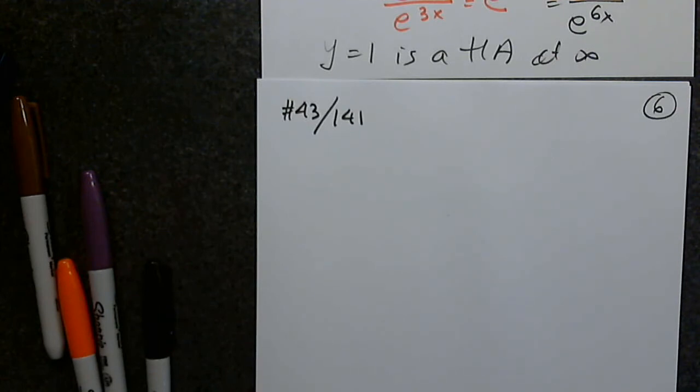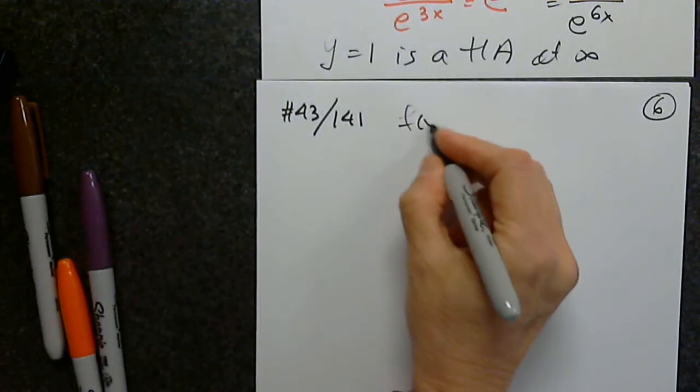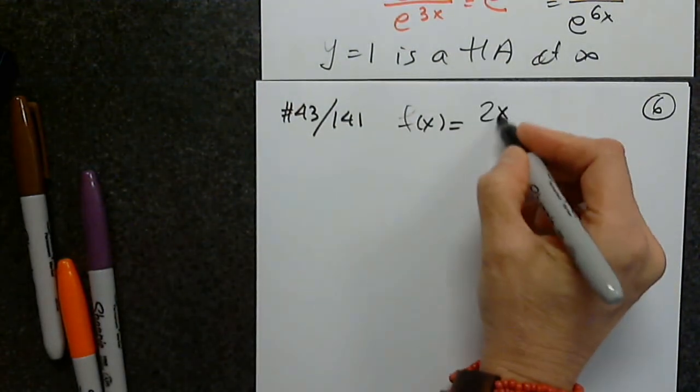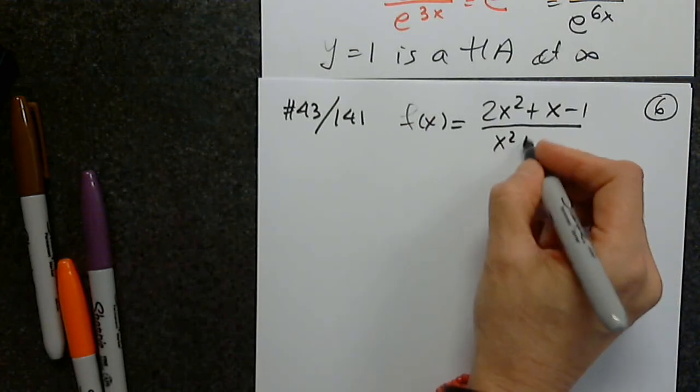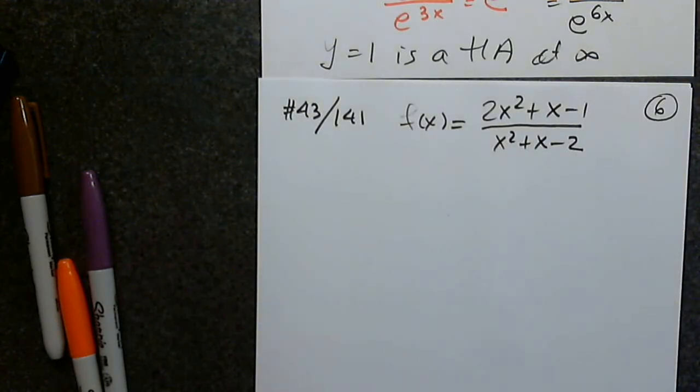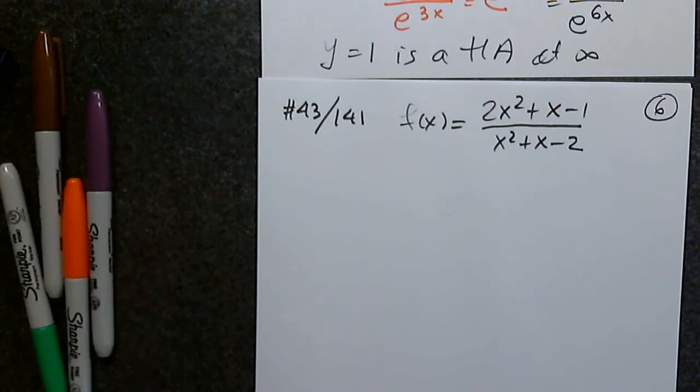Okay? So the function given in 43 is f of x equals 2x squared plus x minus 1 divided by x squared plus x minus 2. You can already say right away that this function has a horizontal asymptote of 2. But it's not enough. We have to show the limit. Okay? It's a rational function. It will have the same horizontal asymptote. There is no question about it.